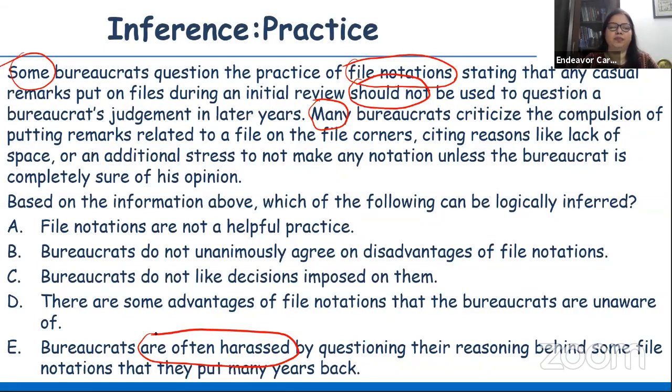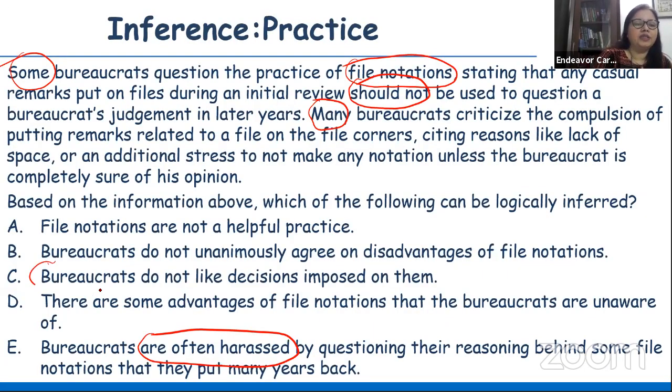Bureaucrats do not like decisions imposed on them. Which bureaucrats? The second group that is criticizing it, saying, please don't write anything unless you're sure of your opinion. So can I say all bureaucrats do not like decisions imposed on them? No, some. The ones who say you shouldn't write because as it is, there is lack of space, and unless you are completely sure of your opinion, please don't write anything. Right? So I cannot generalize to all bureaucrats. That's a generalization. So what am I left with?